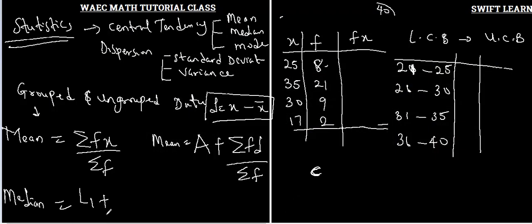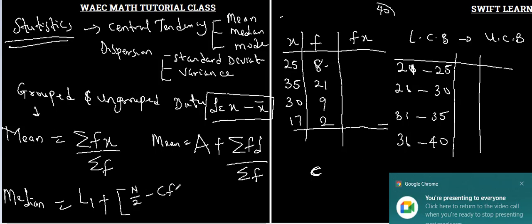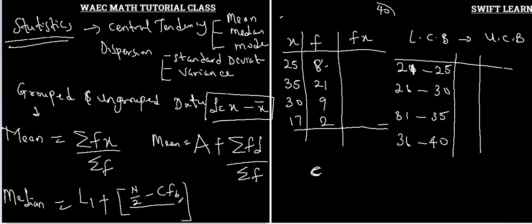Because if you check your four-figure table, the formula for the median is the lower class boundary of the median class plus N. What is N? N is summation f, minus the cumulative frequency before the median class, divided by the frequency of the median class, times C. So your aim is, I need to know all these parameters and present them in form of a table. Then from my table, I'll be able to solve.